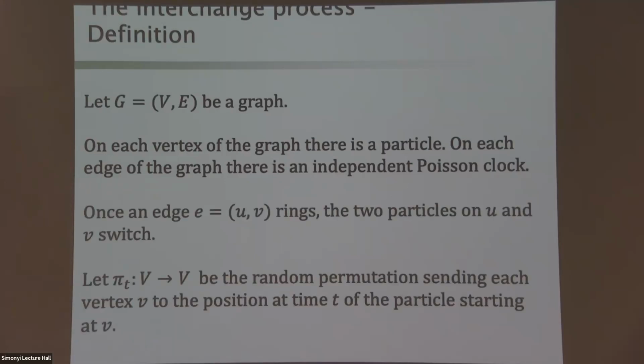Okay, now what is the process? It's very simple. If an edge E, which is UV, rings, then the two particles swap. The particle on V jumps to U, the particle on U jumps to V. And then the particles start to mix like that. And what you get is a random permutation, pi t, on the set of vertices that tells you for each particle where it ended up in this process at time t.